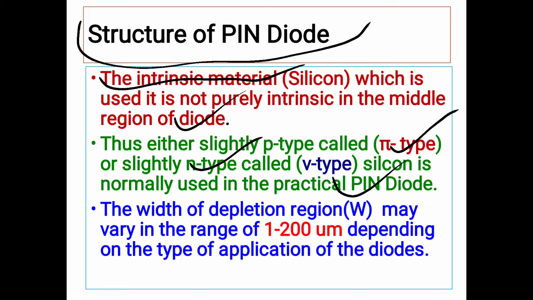It means that the I region may possess either the property of the P region or the N region, slightly N region. And the width of the depletion region W may vary in the range of 1 micrometer to 200 micrometer, depending upon the type of application of the diodes.